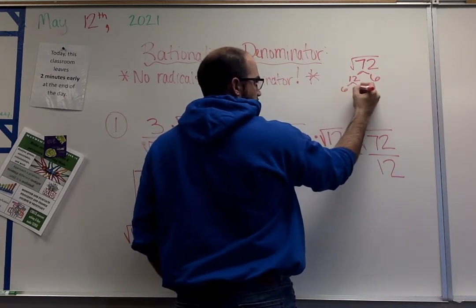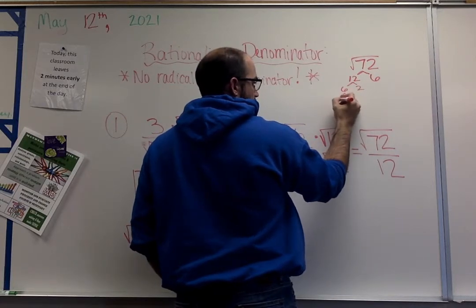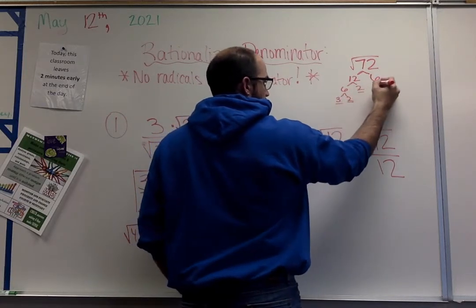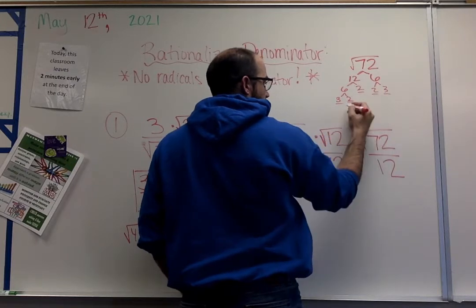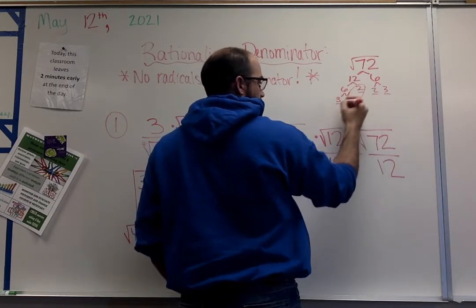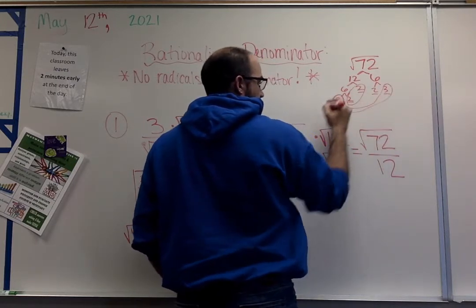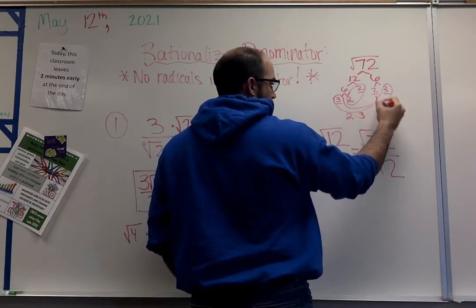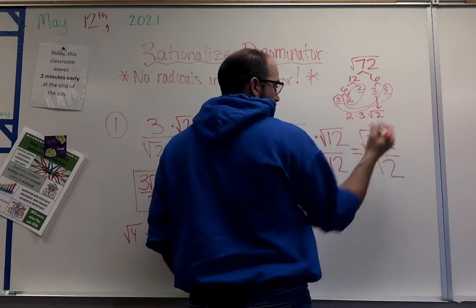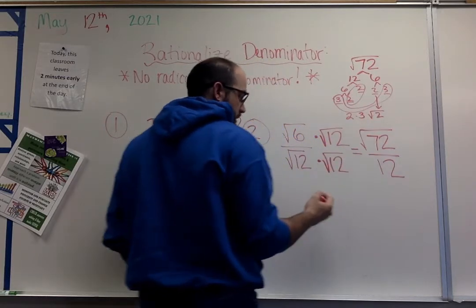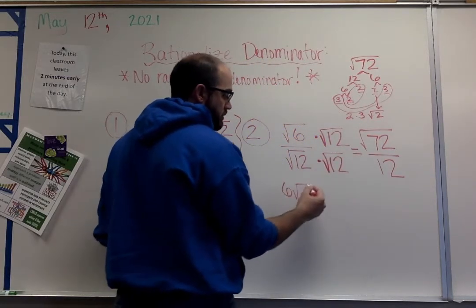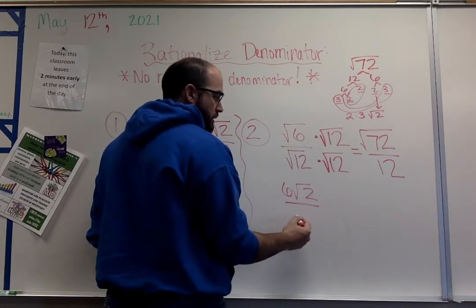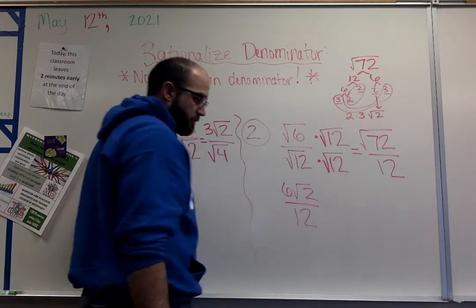12 splits to 6 and 2, 3 and 2. 6 breaks to 2 and 3. So here I have a pair of 2's, and I have a really far apart pair of 3's. So it brings out a whole number 2, a whole number 3, and my leftover 2 goes inside my radical. Okay, so 2 times 3 is 6. So on top, I would have 6 square root of 2 all over 12.